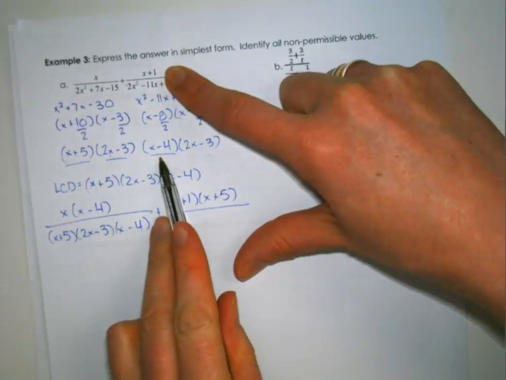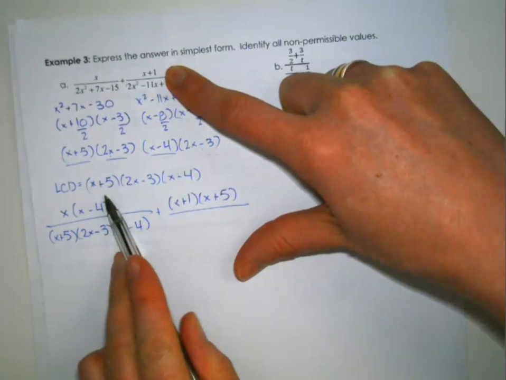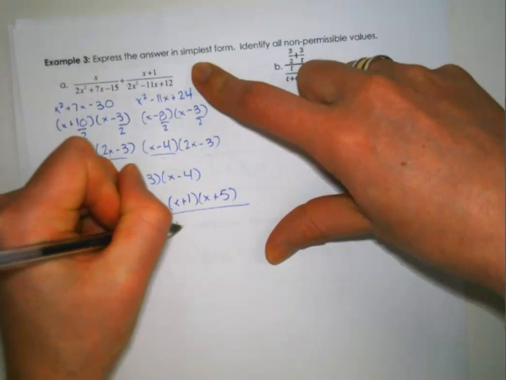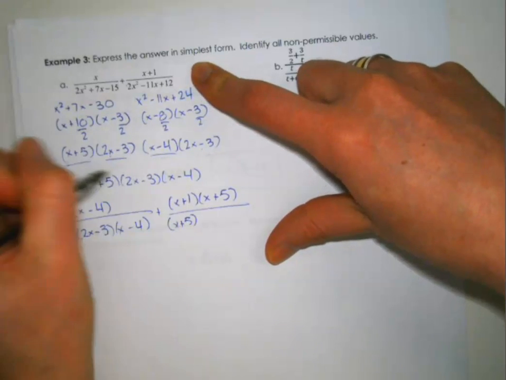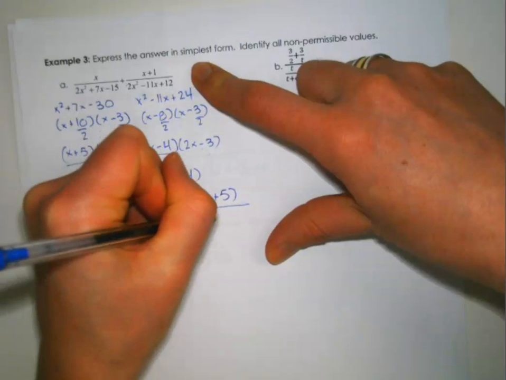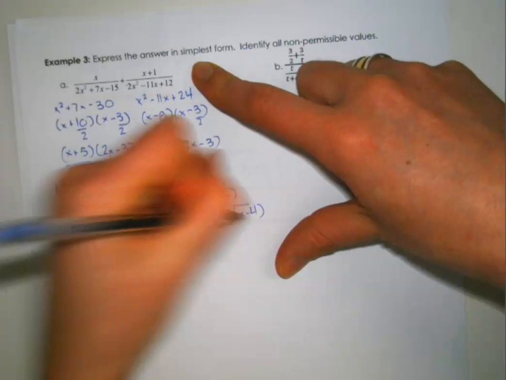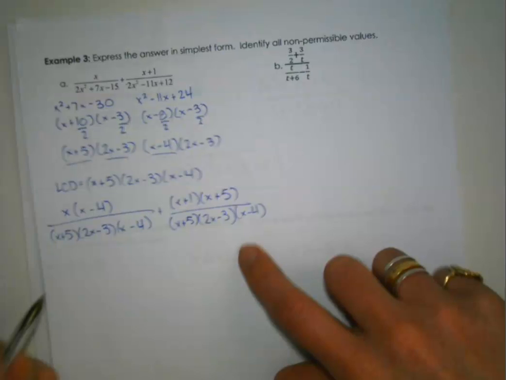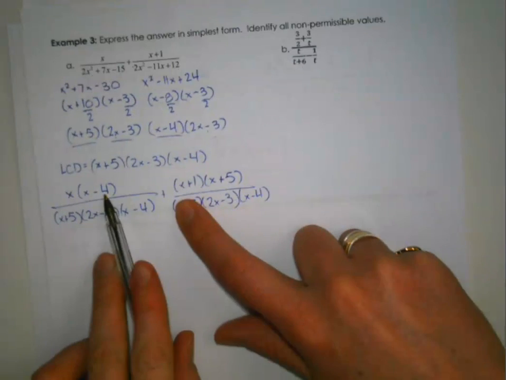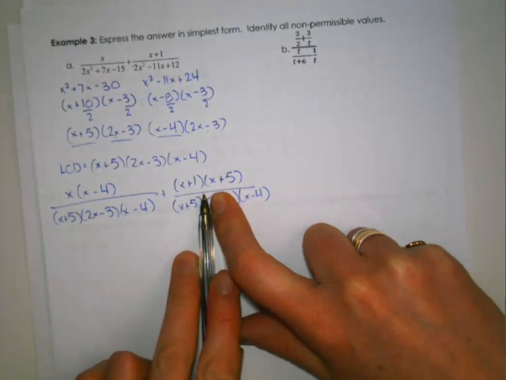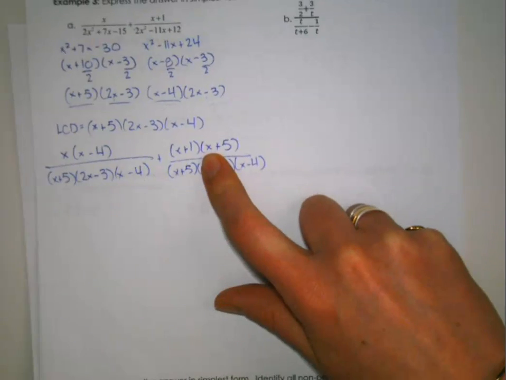Because our common denominator had to have the x plus 5 multiplied to have the full thing. So x plus 5, 2x minus 3, x minus 4. Okay, so now we just want to multiply out these two expressions so that we can simplify them because we'll have like terms.